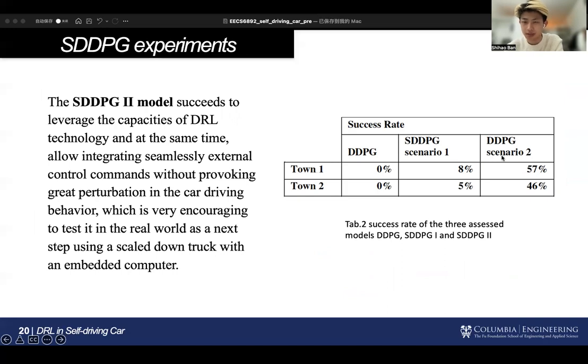Clearly, the SDDPG scenario 2 is the best, right? It succeeds in leveraging the capacity of DRL technology and at the same time allows interpreting the external command seamlessly without provoking great perturbation in the car's driving behavior. Which is very encouraging for testing in the real world as a next step, using a scaled-down track with an embedded computer. So this is the conclusion, the results that we can draw from Article 2.